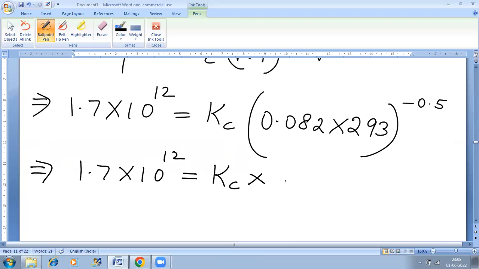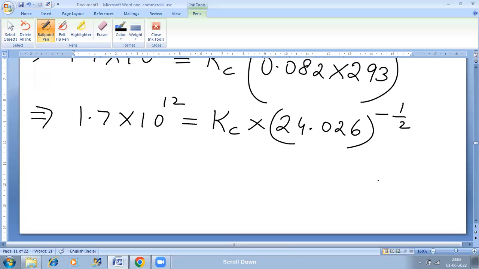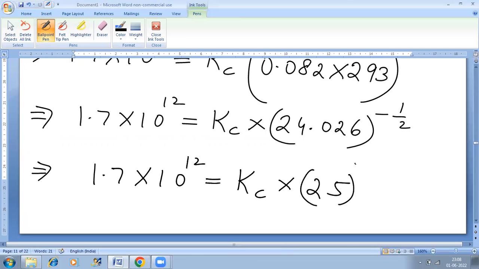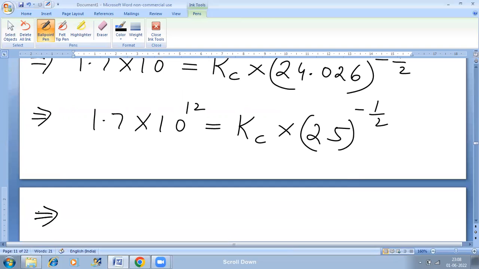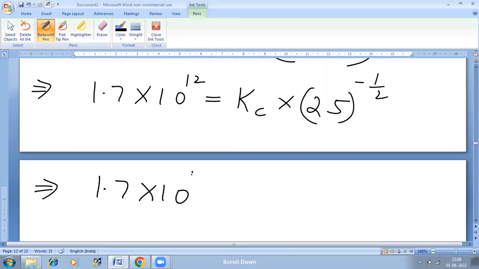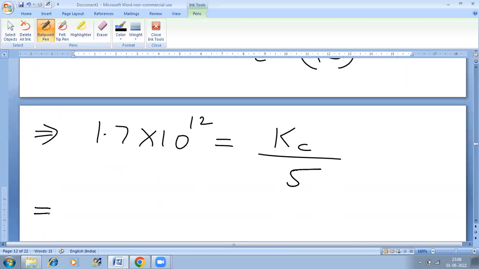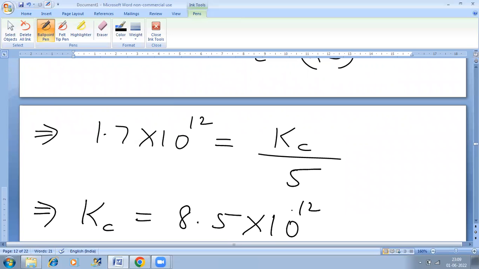Into, now 0.082 into 293 has to be calculated. 24.026. Let's approximately take this as 25 in order to simplify the calculations. So 1.7 into 10 raised to 12 is equal to Kc into 25 to the power of minus 1. I took this because I wanted to simplify the calculation. 1.7 into 10 raised to 12 is equal to Kc upon root 25, that is 5. Let's choose the nearest option. So you have 8.4 into 10 raised to 12, and C is correct.